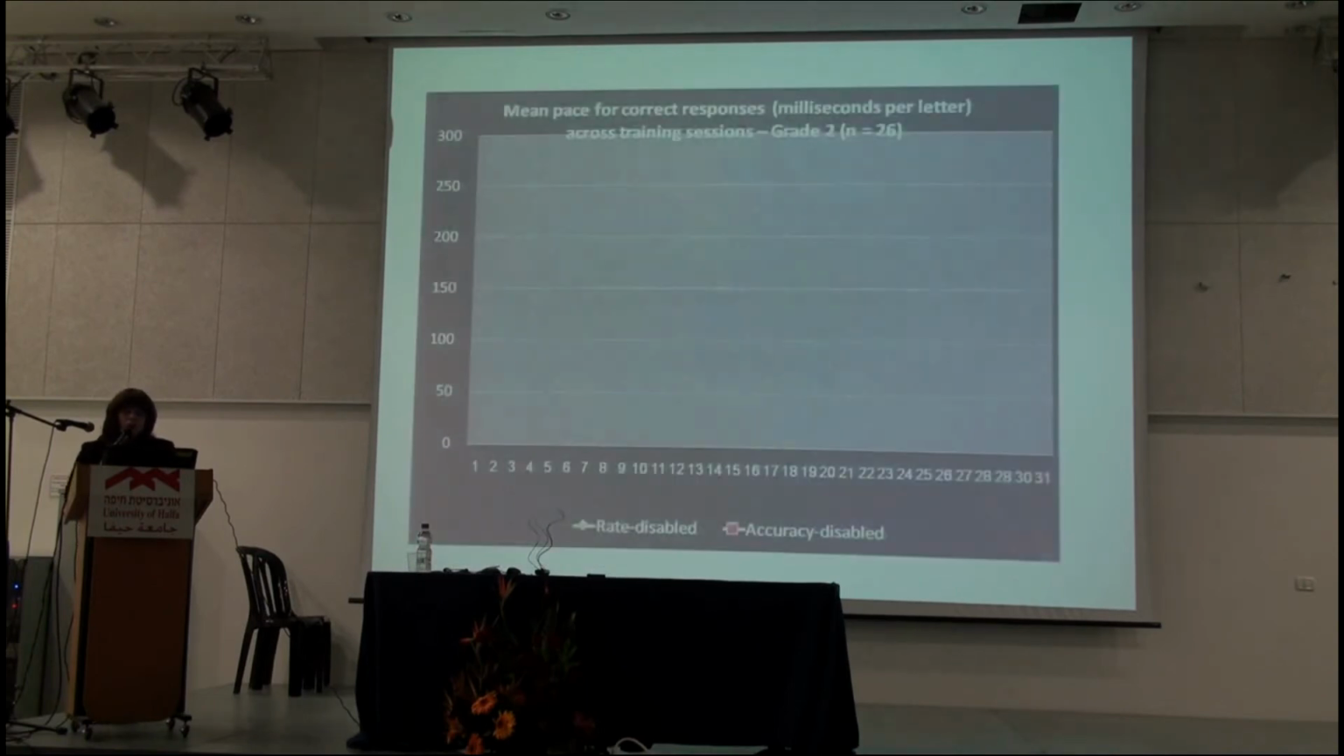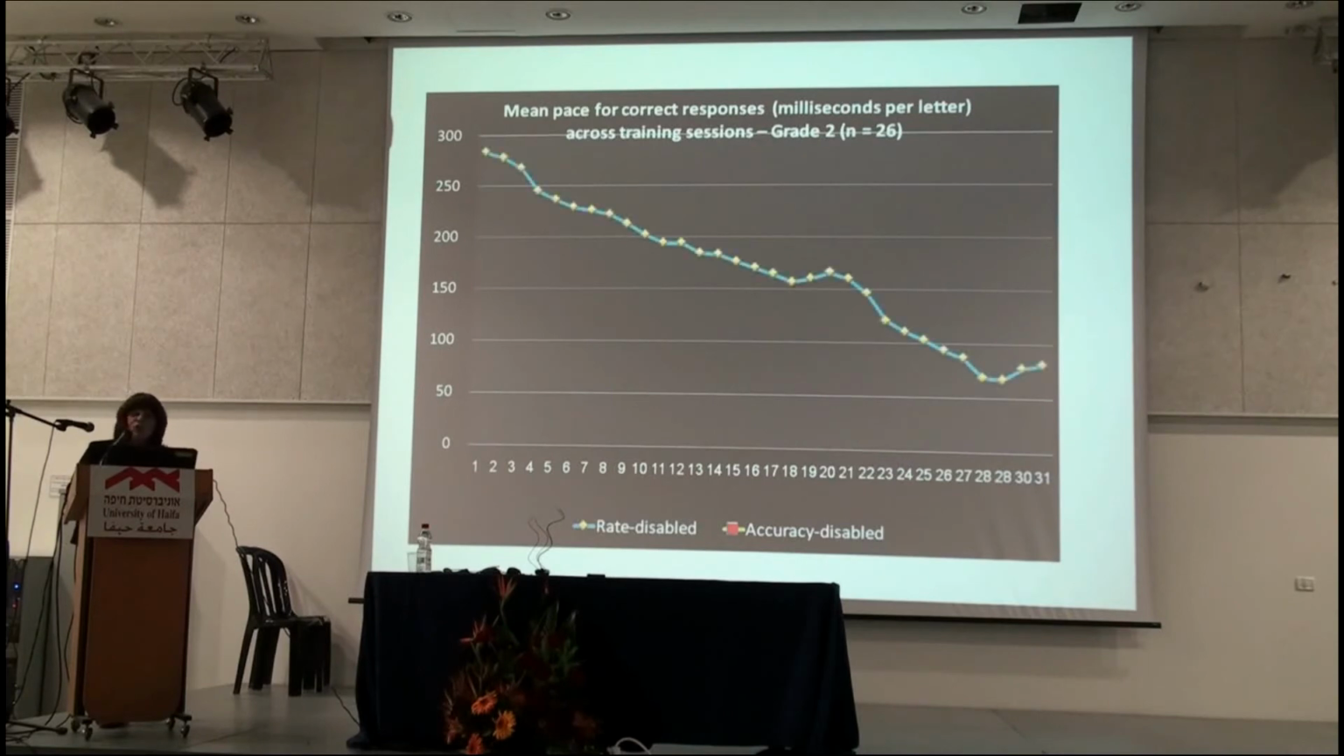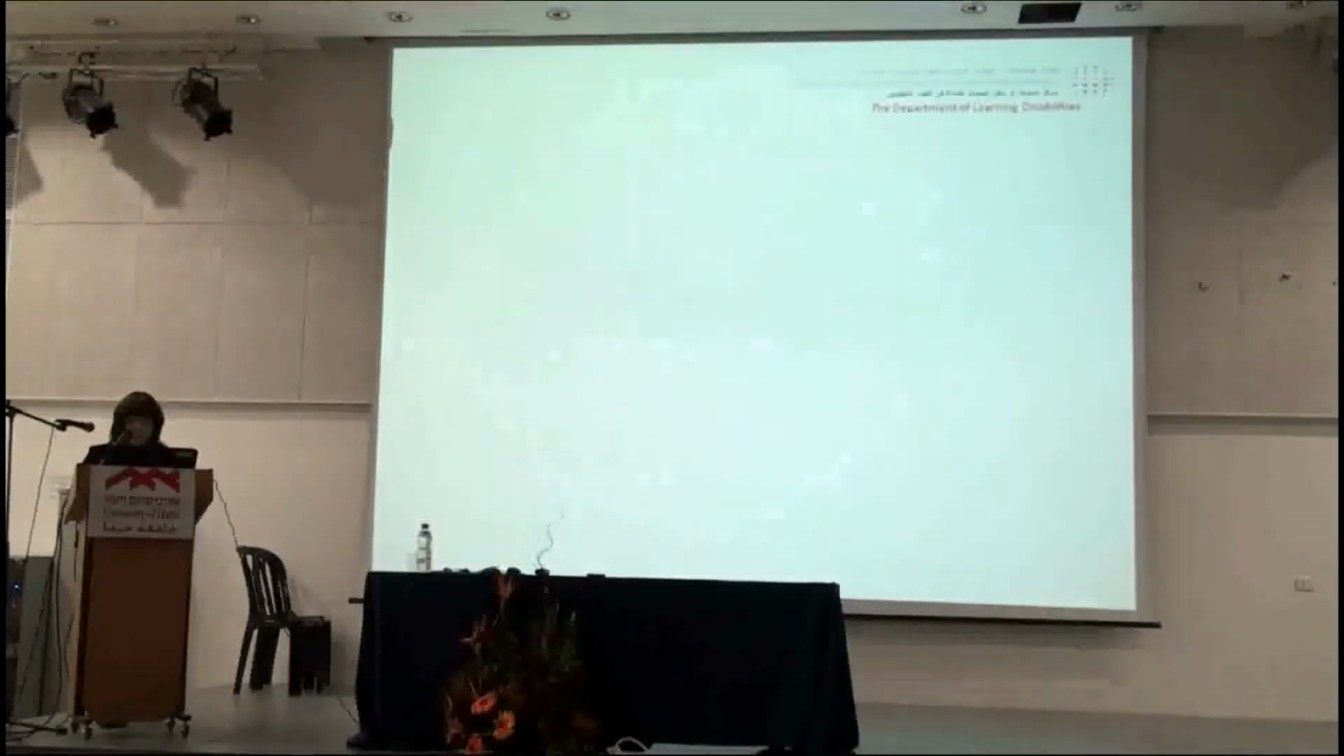But when we looked at the mean pace of correct responses, milliseconds per letter, because the program really measured the reaction time to each correct response, this is what we get for the rate disabled, and this is what we get for the accuracy disabled. So this is again the interaction. See that both groups improve, but the gains are higher for the core deficit. And the same was in grade 3 and 4.